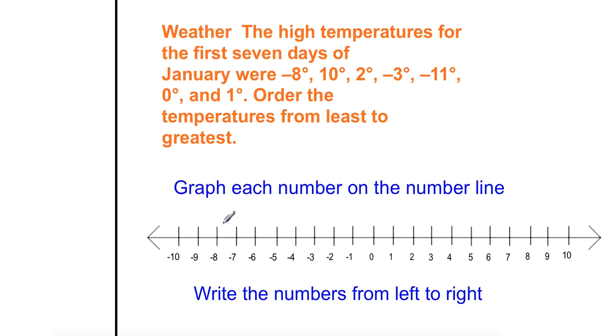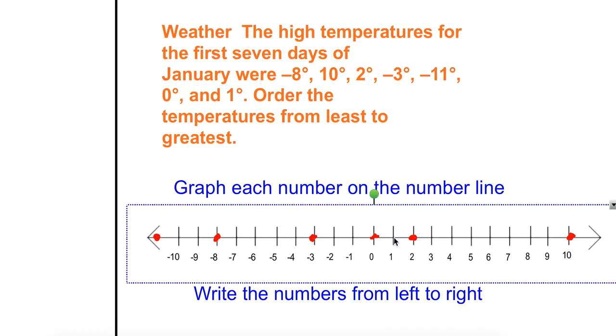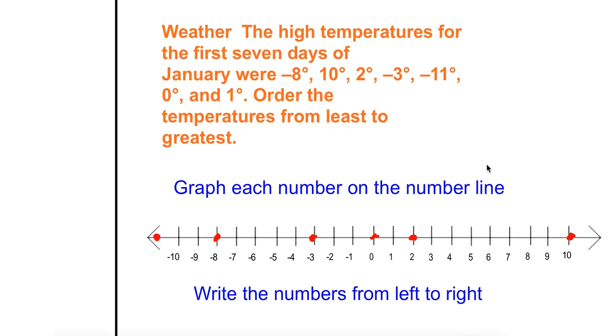All right, so let's take a look. I have a -8, 10, 2, -3, -11, 0, and 1. So now when I number them left to right, I can see it goes -11, -8, -3, 0, 1, 2, 10.